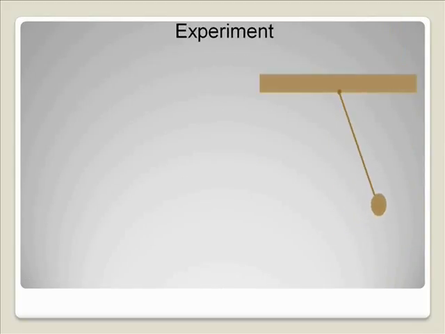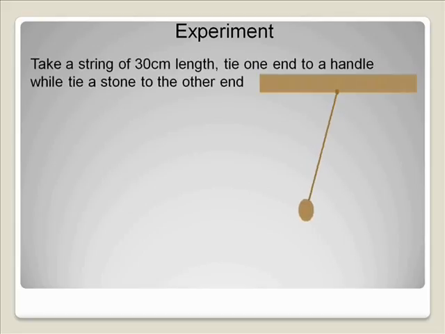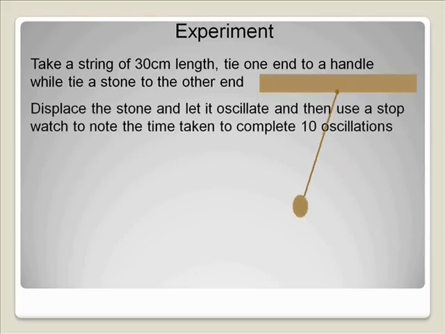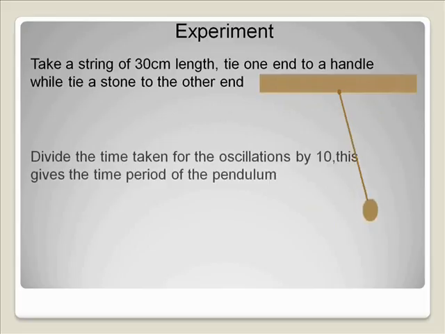Let's perform an experiment. Take a string of 30 cm length, tie one end to a handle while tying a stone to the other end. Displace the stone and let it oscillate, and then use a stopwatch to note the time taken to complete 10 oscillations. Divide the time taken for the oscillations by 10. This gives the time period of the pendulum.